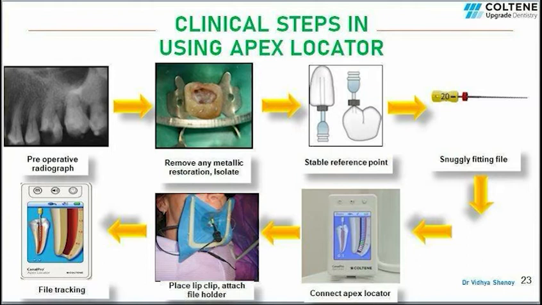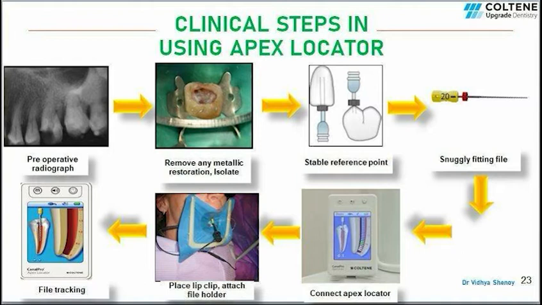One main important thing that you have to keep in mind before using this device is that the battery should be fully charged. Some apex locators, even if the charge is down by 1 bar, will give inaccurate readings. Once this setup is ready, place the lip clip at the corner of the mouth of the patient, attach the file onto the file holder and place it in the canal.